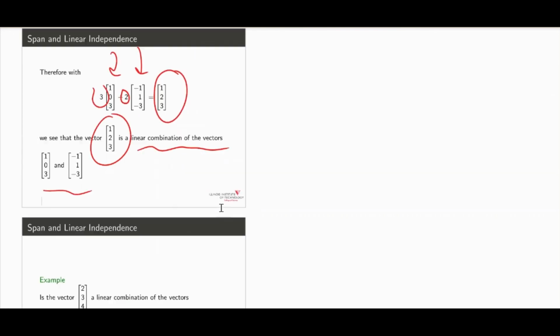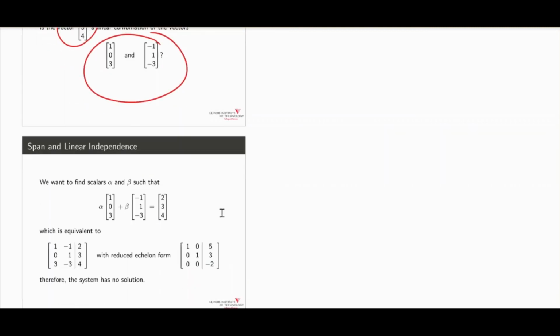Because 3 of these vectors and 2 of these vectors give you this, by definition we say that this vector 1, 2, 3 is a linear combination of the following two vectors. Okay, so we basically do nothing but use the definitions. We are still in R3. This is another example. The question is, is this vector a linear combination of these two?